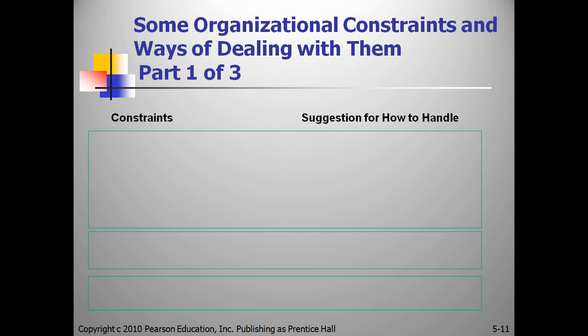Any list of constraints is going to be limited. The complexity of organizations is just too varied. But this slide and the next two slides provide a list that demonstrates some kinds of constraints that organizations face, as well as possible solutions.